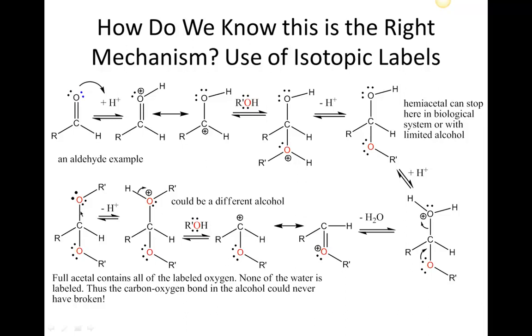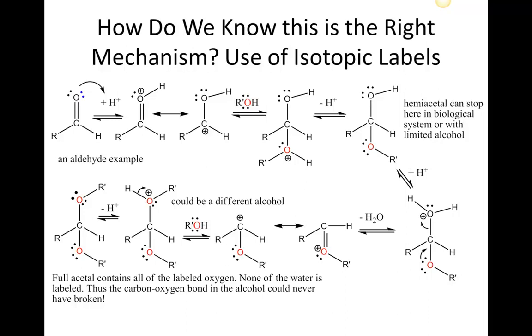The reason that's important is it's telling you that you never break the bond between this carbon and this oxygen. They always stay together. So the only carbon to oxygen bond that gets broken ultimately is the one between what was originally the carbonyl carbon and its oxygen. That's the bond that breaks right here when we lose this water molecule. So you're never going to break this bond between this carbon and this oxygen of the alcohol. And so that's one of the ways we know this pathway.